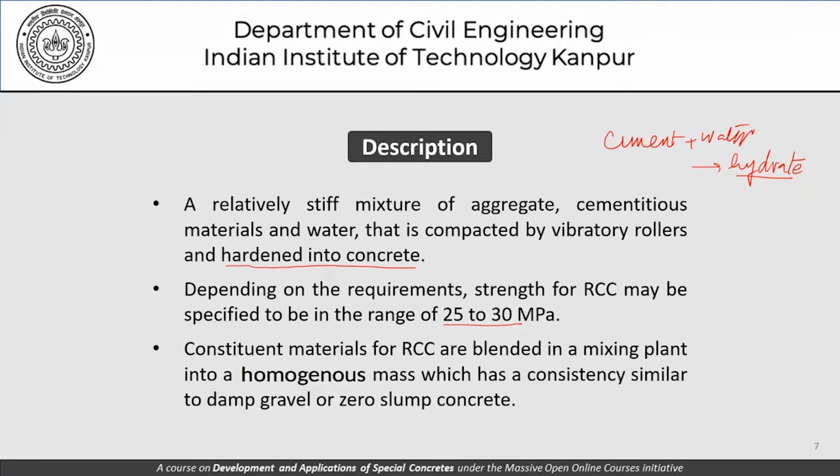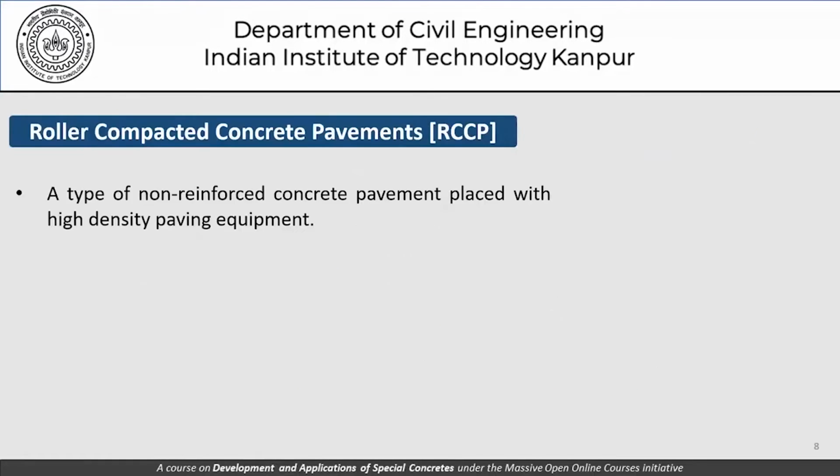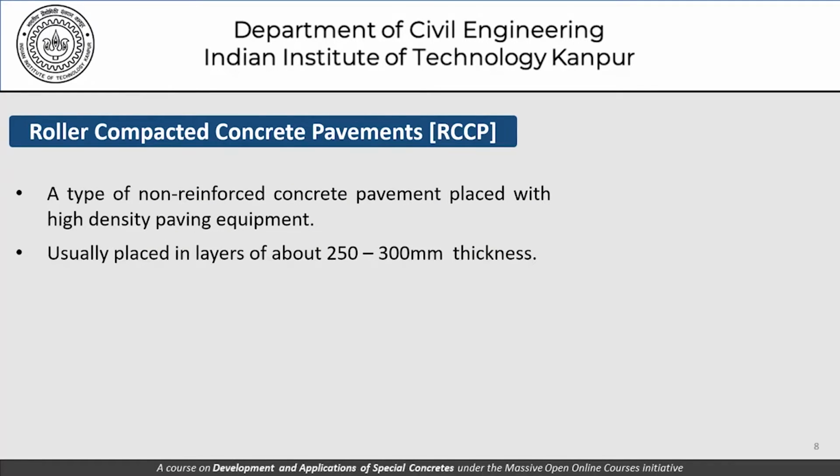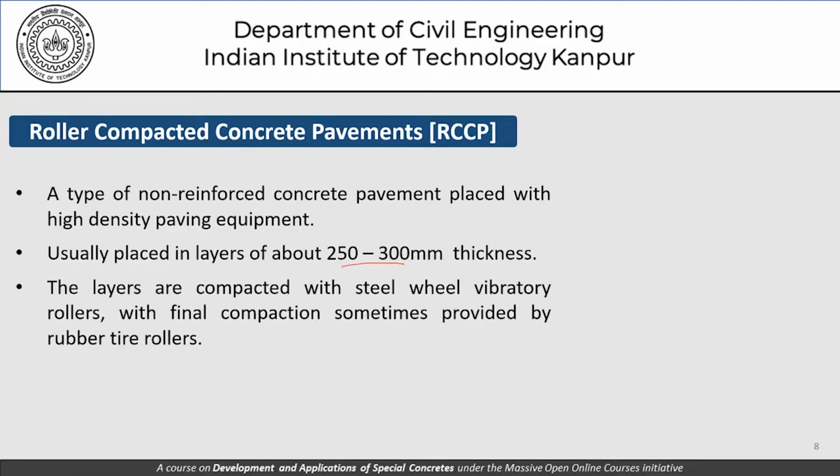Constituents for RCC are blended in a mixing plant into a homogeneous mix, which has a consistency similar to damp gravel or zero slump concrete. Roller compacted pavement concrete is a type of concrete pavement placed with high density paving equipment, and is usually placed in layers of 25 centimeters to 30 centimeters thickness. The layers are compacted with steel wheel vibratory rollers, while the final compaction sometimes is provided by rubber tire rollers.